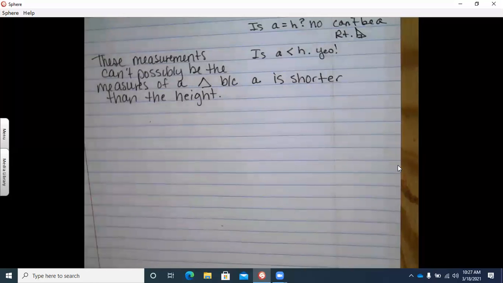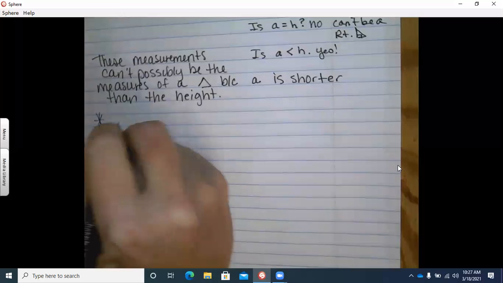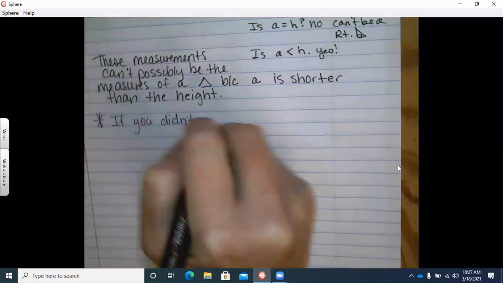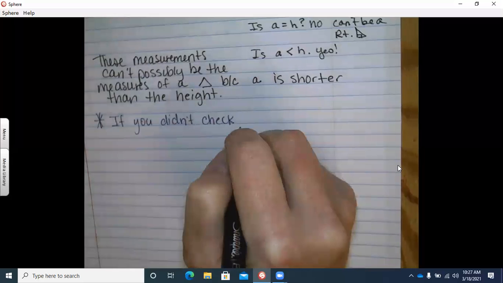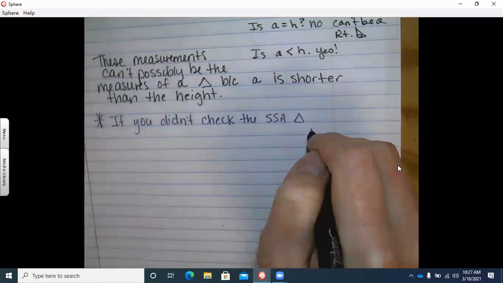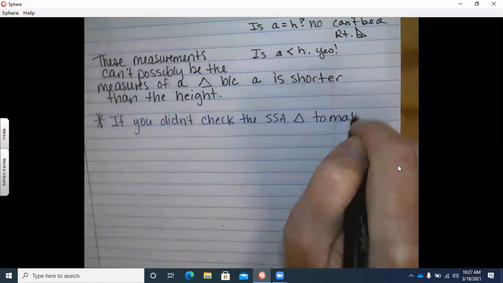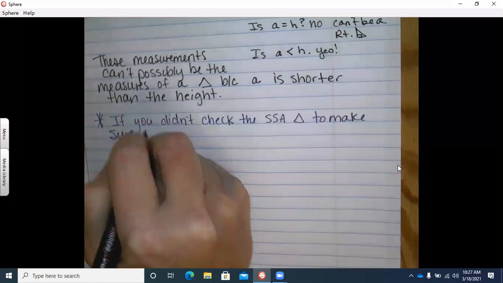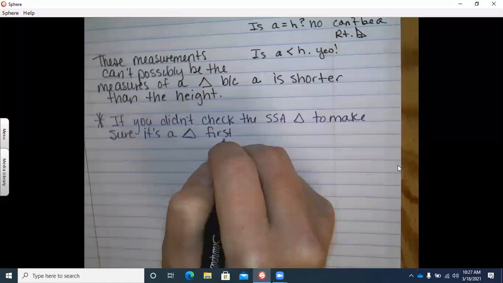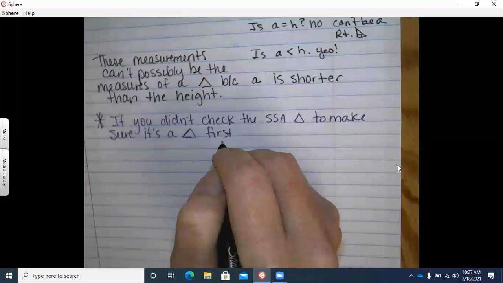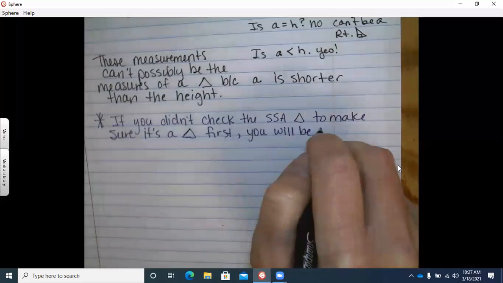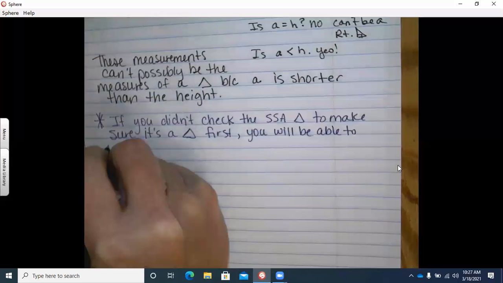So let's just make a little note. If you didn't check the SSA triangle to make sure it's a triangle first, you will be able to tell when you start trying to solve it.